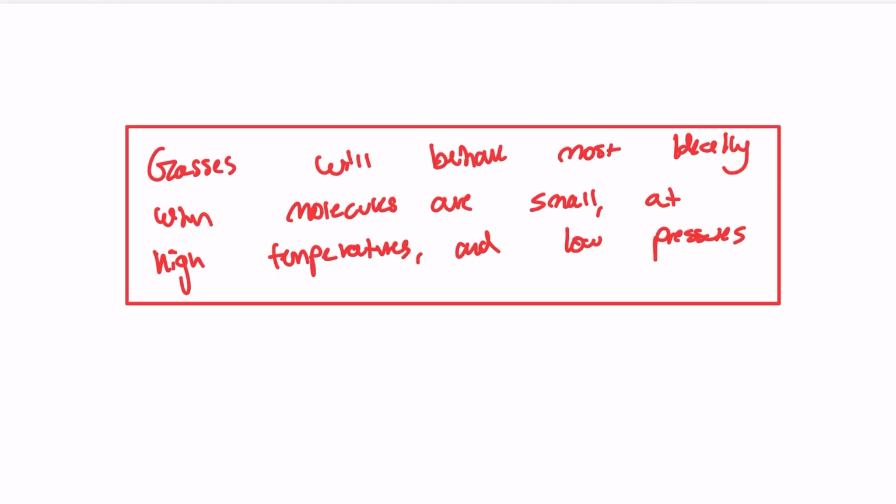Therefore, we can decree the rule that gases will behave most ideally when molecules are small, at a high temperature, and a very low pressure. This is something you absolutely have to know. You also have to know the inverse. Our gases will deviate greatly from the law when our molecules are large, they are at a low temperature, and a high pressure. So if you ever come across a problem in chemistry which is asking which one of these gases will behave most ideally, just pick the smallest gas at the highest temperature and the lowest pressure.